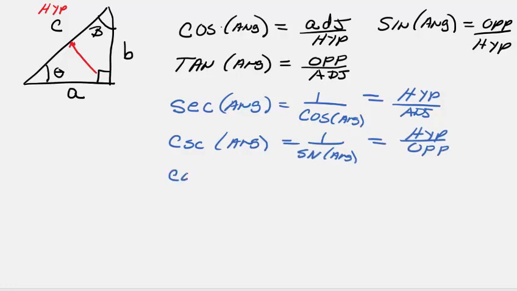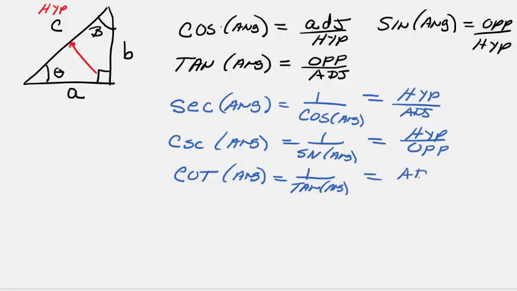And the other one is the cotangent of the angle. Oops, I put cos. Let me fix that real quick. Sorry about that. The cotangent of the angle is going to equal 1 over the tangent of the angle, which is always equal to the adjacent over the opposite.